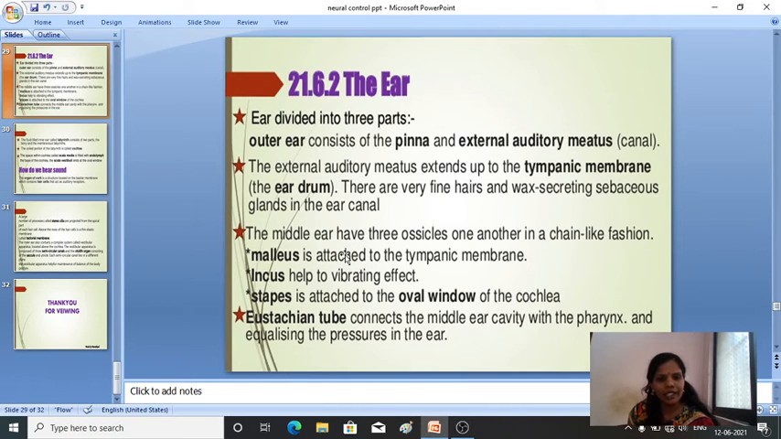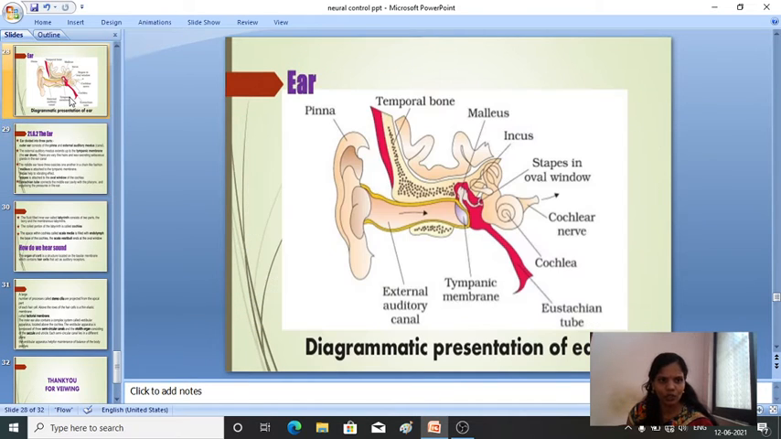Then the middle ear has three ossicles in a chain-like arrangement: malleus, incus and stapes. These are the three different bones present in the ear. Malleus is attached to the tympanic membrane. Incus helps in the vibrating effect. Stapes is the smallest bone and it is attached to the oval window of the cochlea.